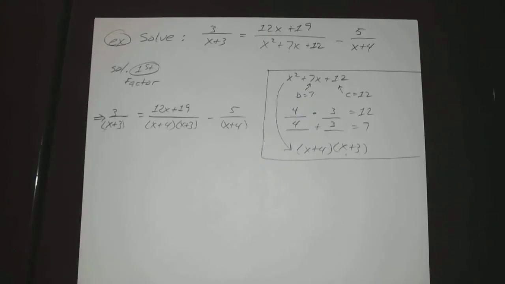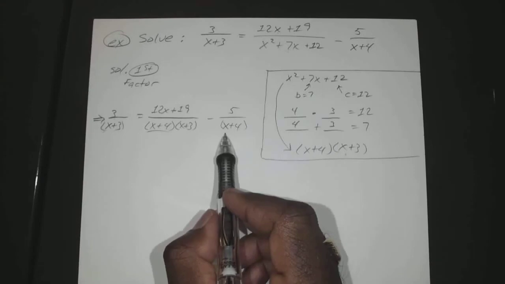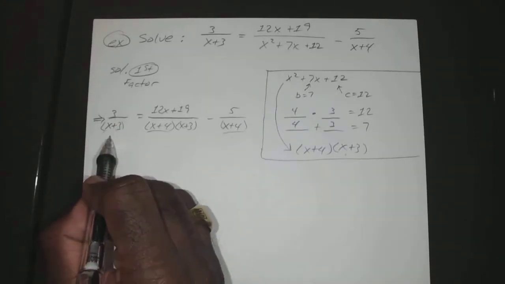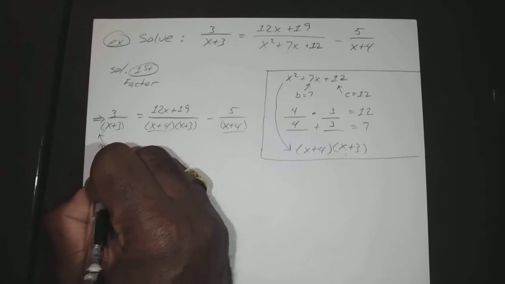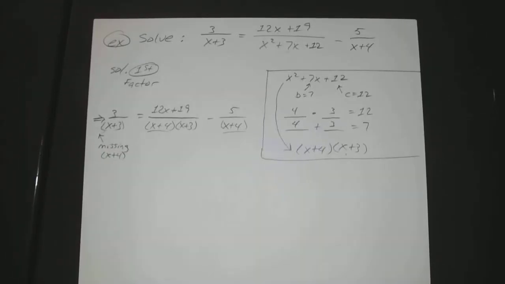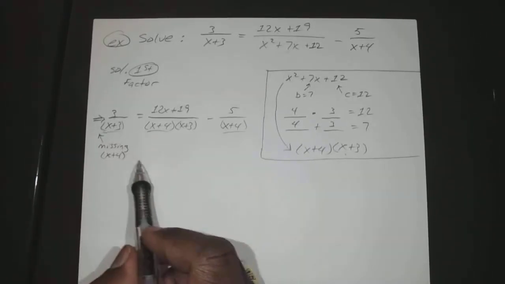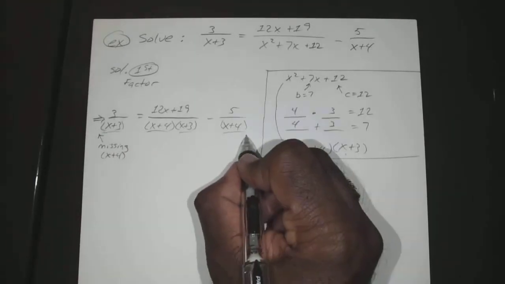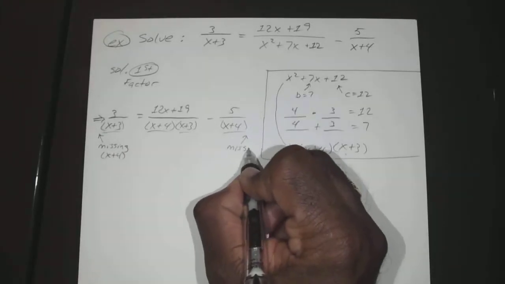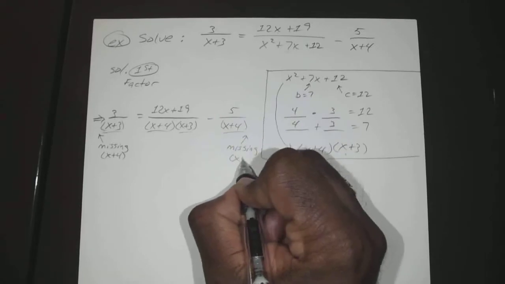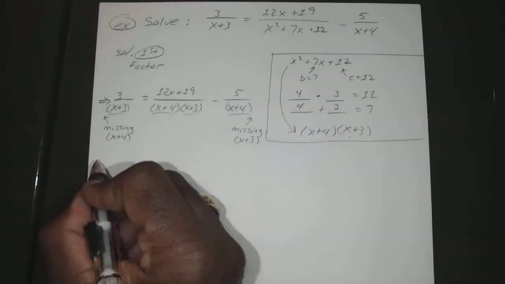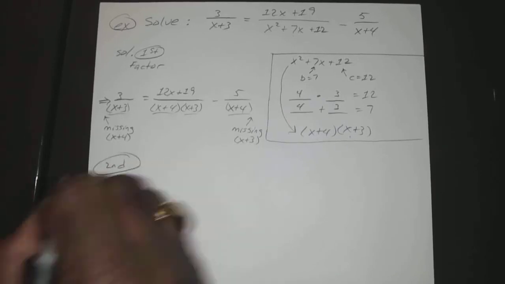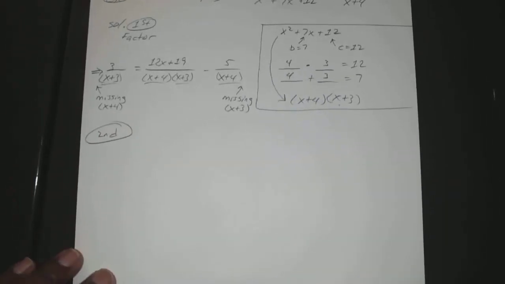Okay. So we can already see that our denominators don't match. We have an x plus 4 here and an x plus 4 there, but this one's missing an x plus 4. Okay. So we have an x plus 3 here and an x plus 3 here, but this one's missing our x plus 3. Which brings us to our second step, where we match our denominators.